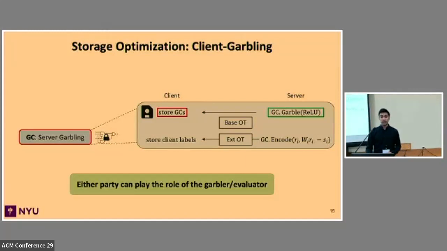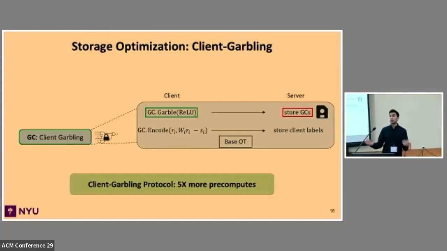And our insight is that either party can play the role of the garbler and the evaluator, and so we propose a novel protocol, and we call this client garbling, where we swap the roles of the two parties. And so we've moved that heavy storage cost over to the server, and we assume the server has ample storage when compared to the client device. And this allows them to engage in 5 times as many more pre-processing phases so they can buffer up those pre-computes.